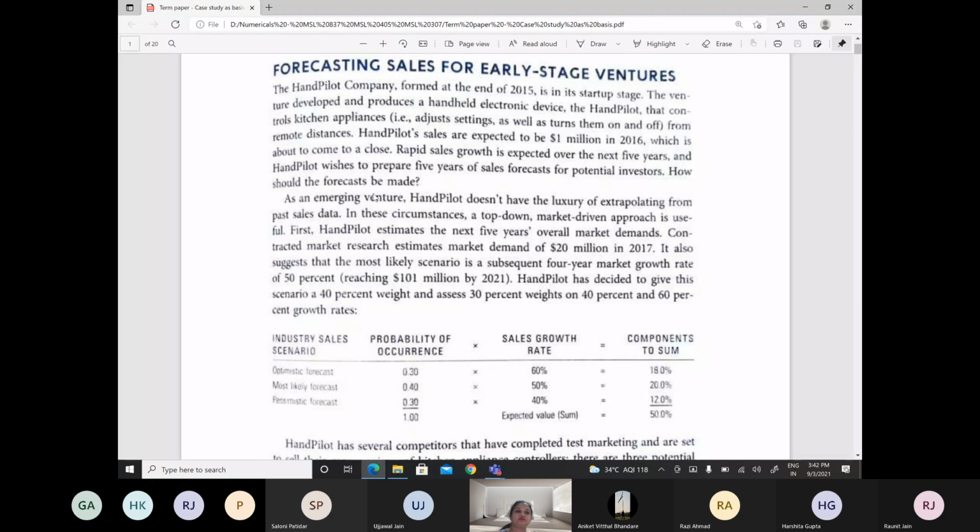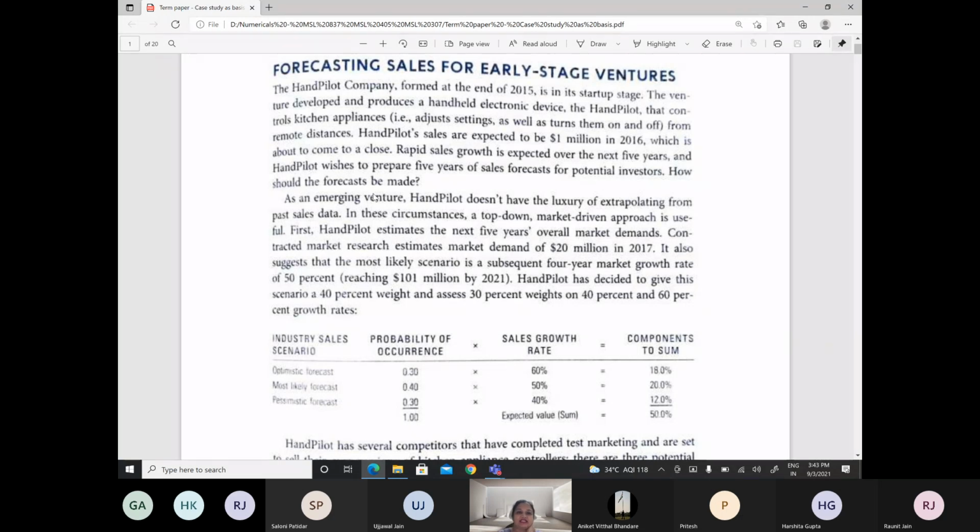Okay, fine. So the Hand Pilot Company, formed at the end of 2015, is in its startup stage. The venture developed and produces a handheld electronic device called the Hand Pilot that controls kitchen appliances. That is, it adjusts settings as well as turns them on and off from remote distances. Now, all of you know, with the advent of IoT, we already have some apps which help you do that from your cell phone, but this is talking about a completely standalone device.